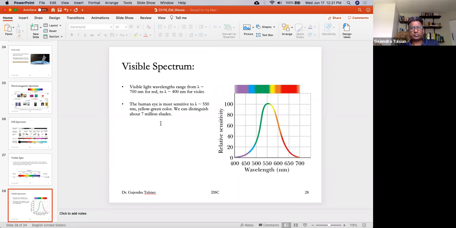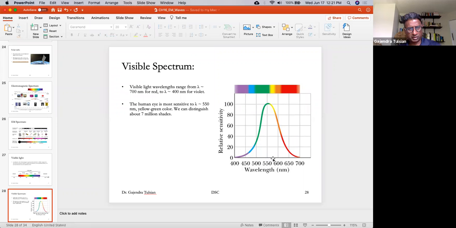So we can see from 700 nanometers to 400 nanometers, roughly on average. We are most sensitive, so this is relative sensitivity to wavelength. Our eyes are not too sensitive to violet light, and you see the sensitivity falls off like so. And it turns out that you can see 7 million shades. Every wavelength is a different shade.